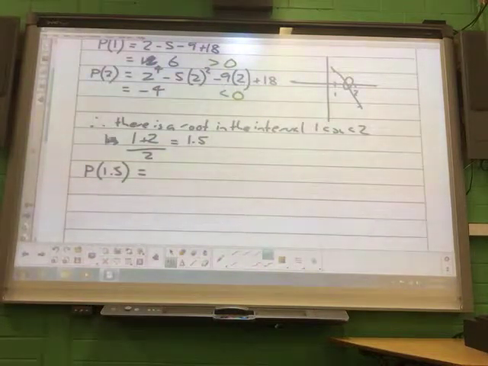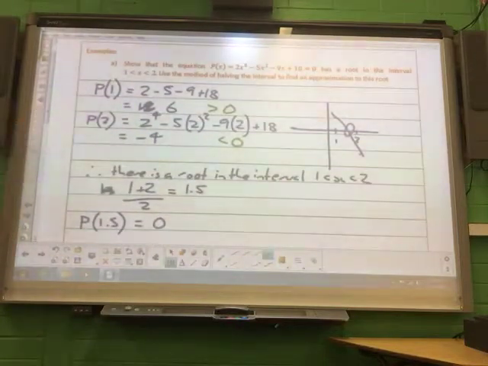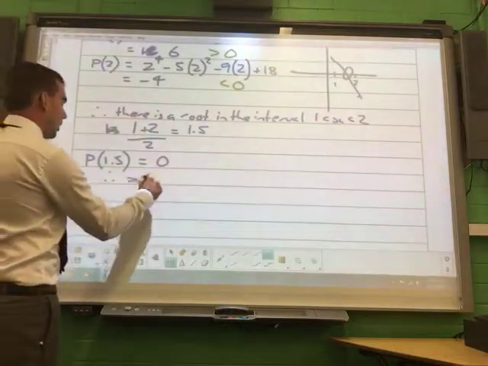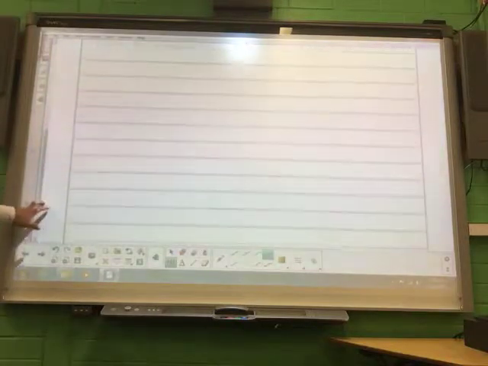You guys can tell me what it is, I'm going to write it all out. Exactly, yeah. There you go. Halfway between them has the root. Therefore, x is 1.5, exactly. Assuming your calculation is correct, but you're not known to always have it correct in your calculator.